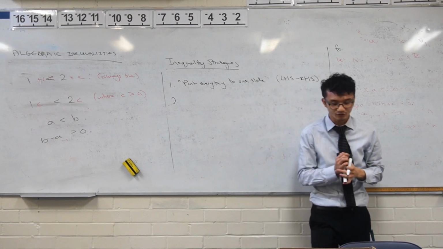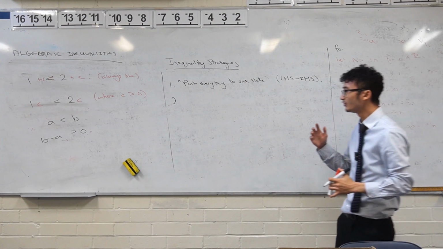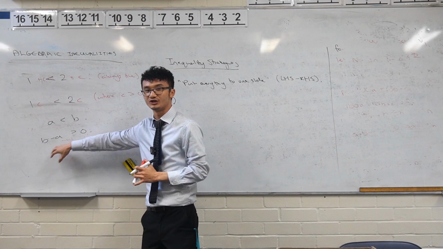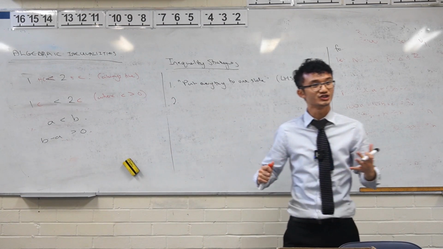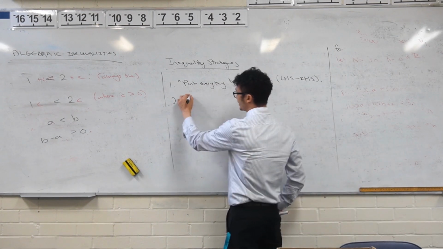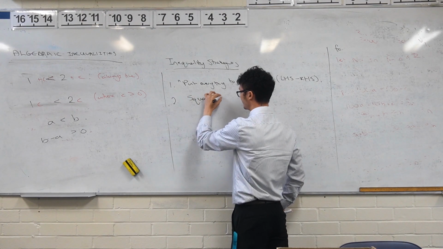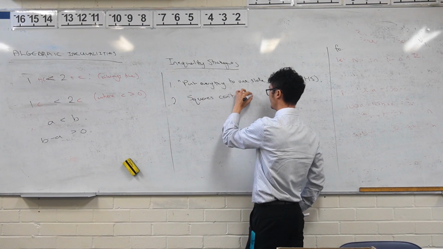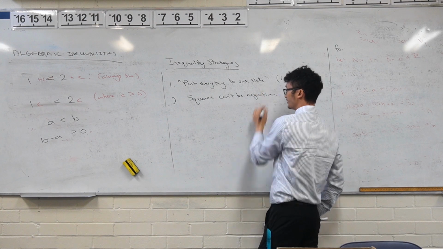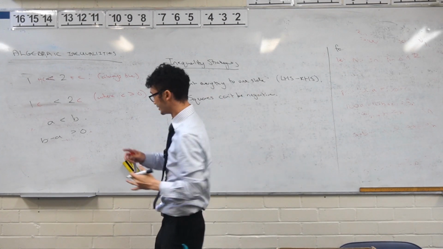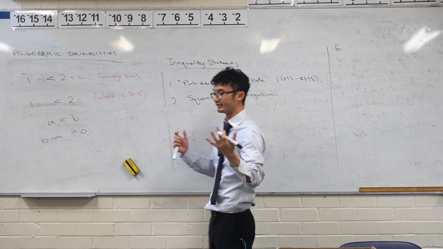Now think about how we know when things are bigger than 0. A big thing that we looked at when we were doing functions was that squares can't be negative. So if we can get to a situation where we have some sort of square, we can show that that's greater than 0, or at least greater than or equal to 0.